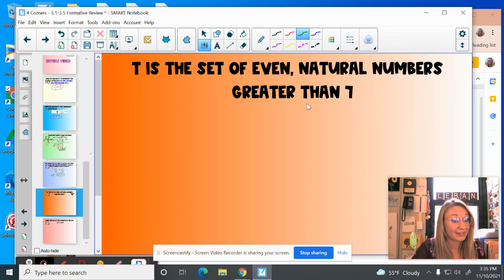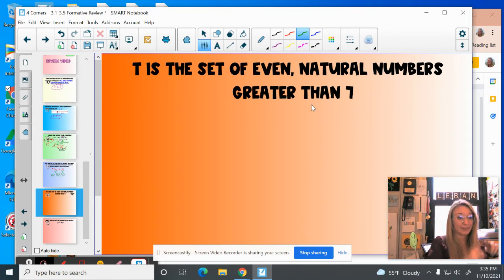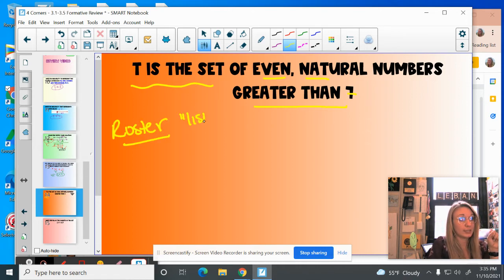Now, this is the part that we most recently learned with set builder, roster, etc. So let's write this in both roster form and set builder. It says T is the set of even natural numbers greater than 7. Let's start with roster form. Remember that roster is just listing our numbers.